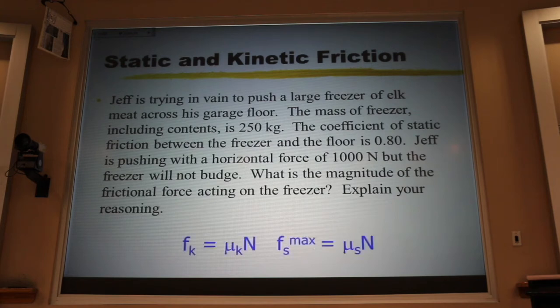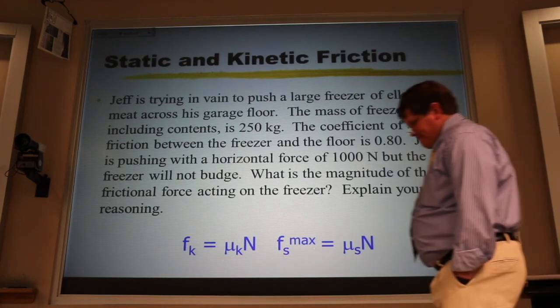And you've got these formulas on the front of your exam. So tell your neighbor, what is the magnitude of the friction force?